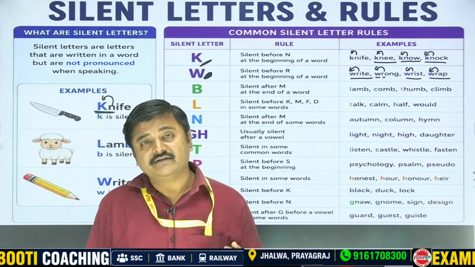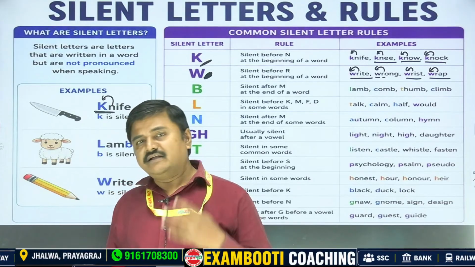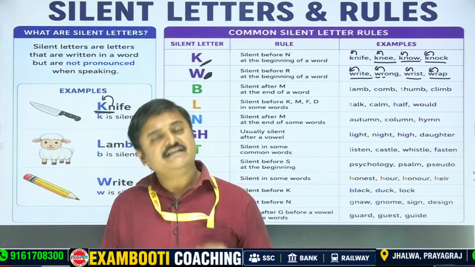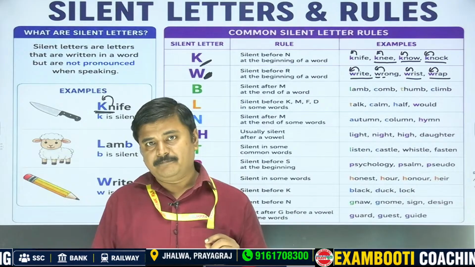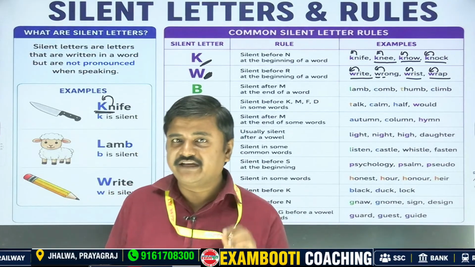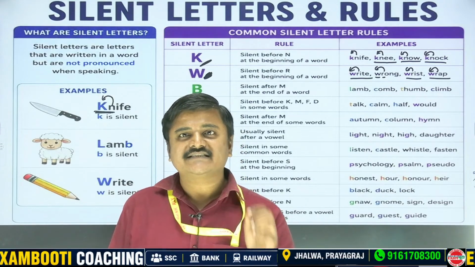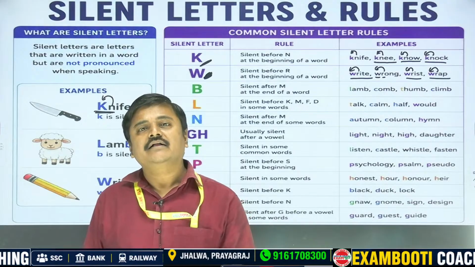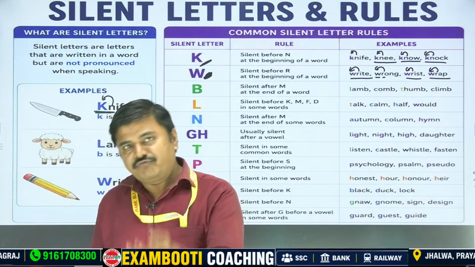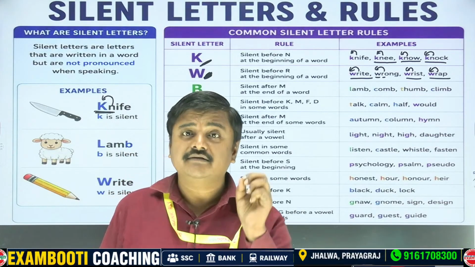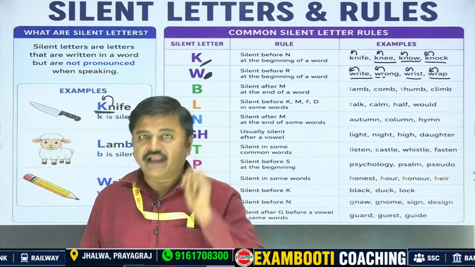So how to know that? How can a student identify that there is a silent letter? Very easy now. There are two rules that you are now aware of. The first rule is that if there is a K before N, then the K is silent. If there is a W in any word and it is before R, then the W is silent. So keep these two rules in your mind.